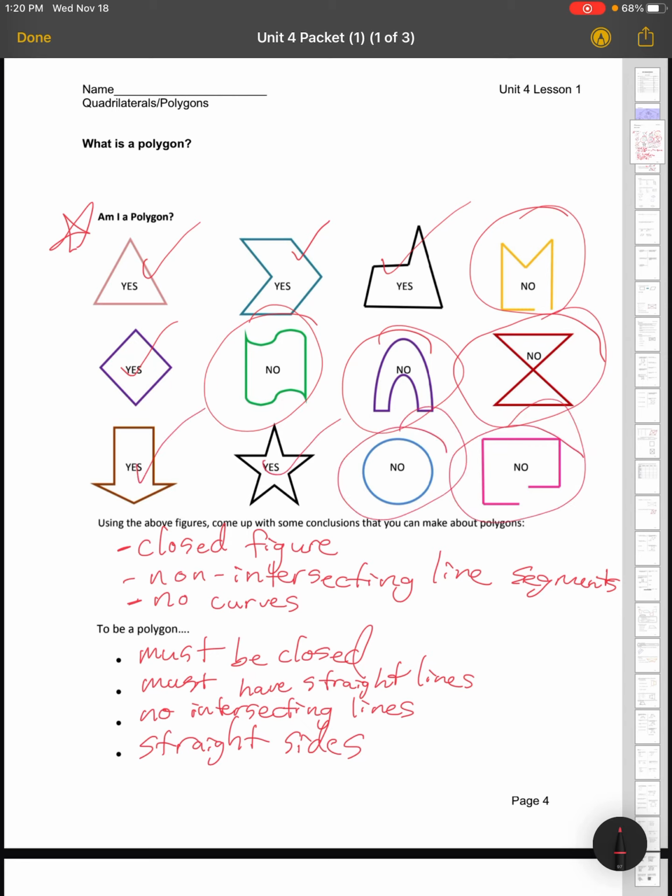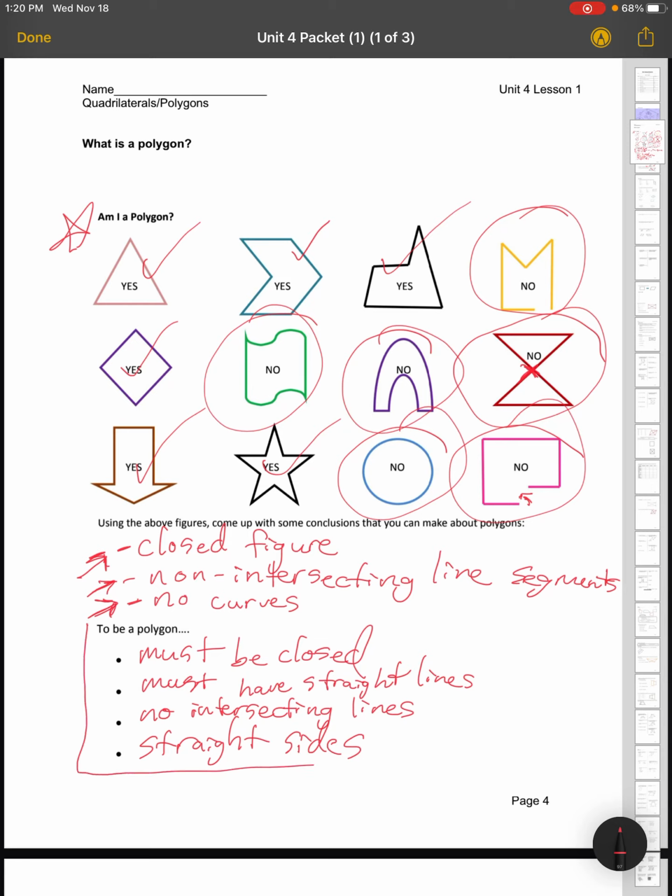What do we notice about the ones that say no? Why are they not polygons? They're not closed figures. Like for this one, for instance, there's an opening here. All the sides are not connected. Here we have intersecting lines. That makes it not a polygon. And also any curved sides or lines also make it not a polygon.